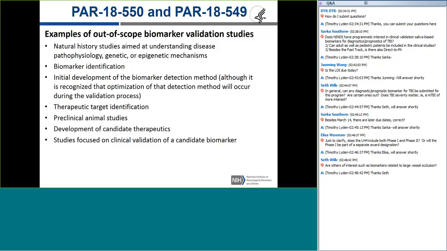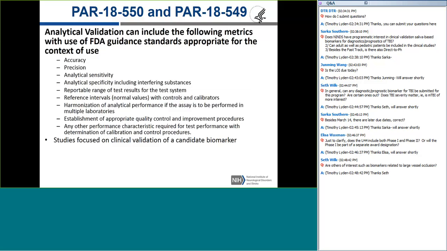Preclinical animal studies are out of scope. Development of candidate therapeutics are out of scope. And studies focused on clinical validation are out of scope because our other funding opportunity covers that.